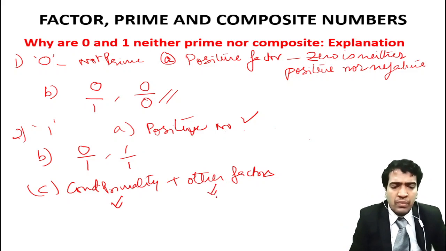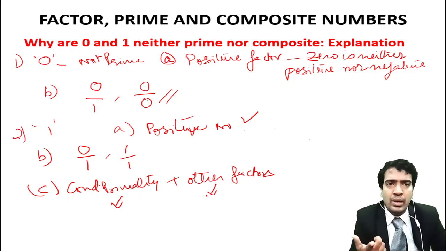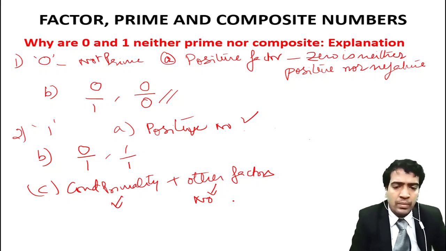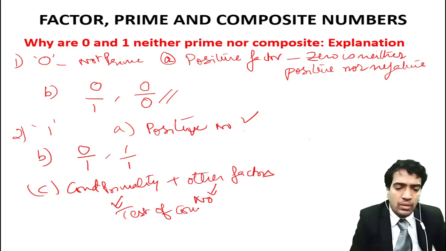And are there any other factors of 1? Other than 1? No, there is only one factor of 1, that is 1 itself. So there are no other factors of 1, right? So that is why the test of compositeness fails for 1.